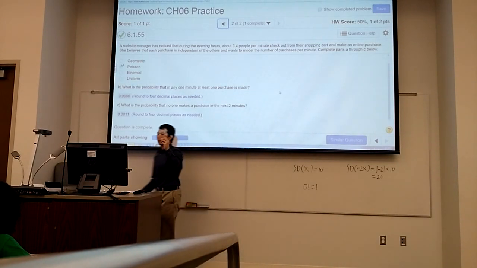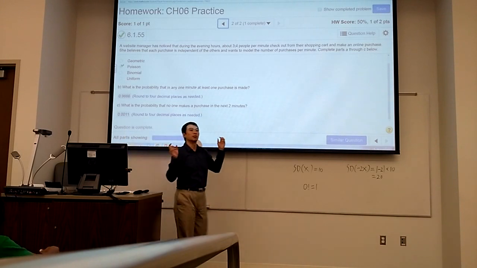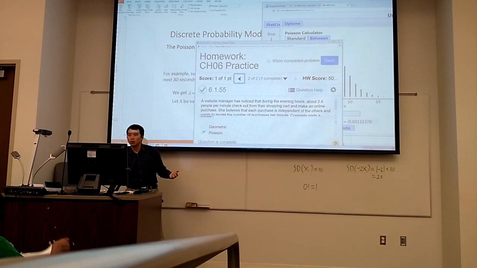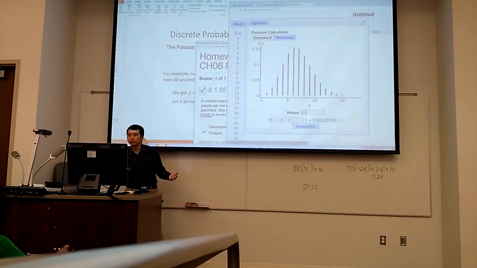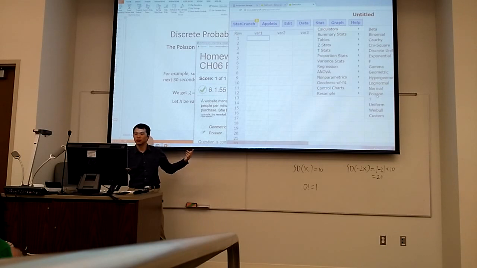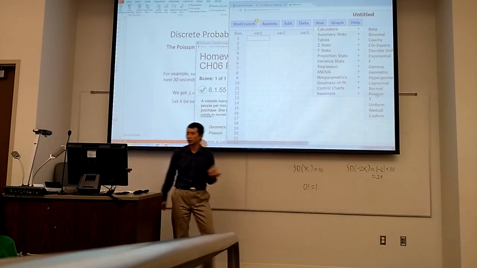So this is about the Poisson model. Based on the description, we know we are talking about the Poisson model. Then we can go to the stat function, stat calculator, and we select the Poisson calculator to do our calculation.